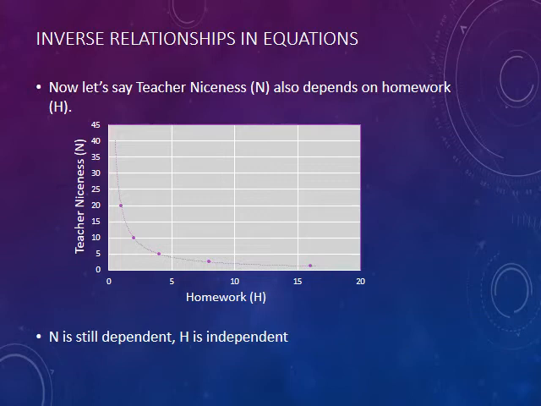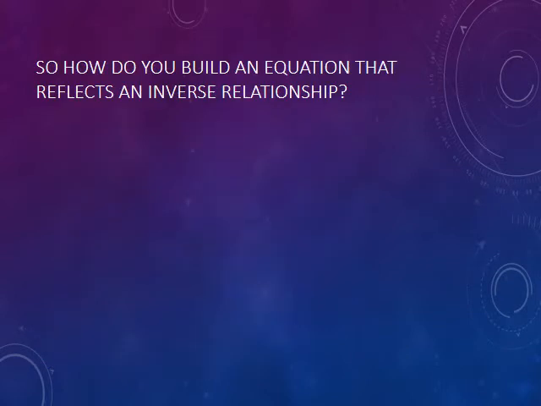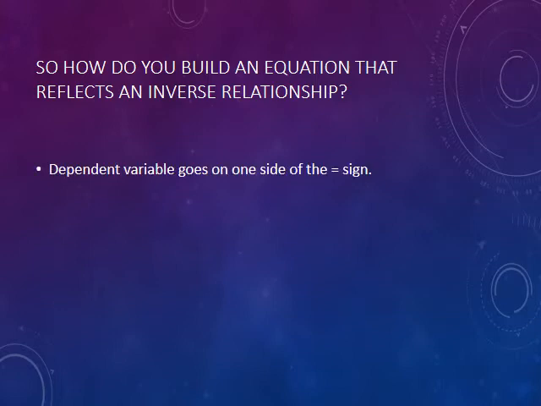Okay, the niceness depends on the homework, and so the niceness is on the y-axis and the homework is going to be on the x-axis. This graph, as I mentioned before, shows an inverse relationship where one variable increasing causes the other variable to decrease. So how do you build this equation using that inverse relationship that we just figured out?